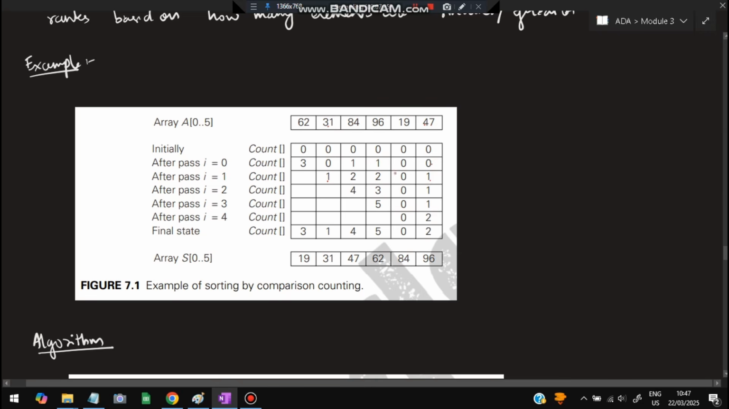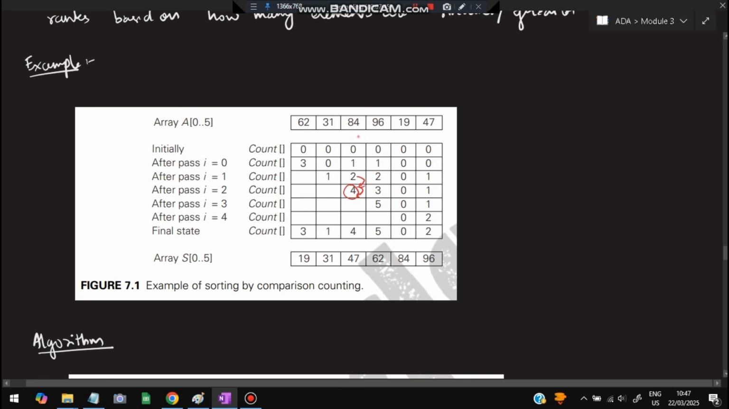Compare 84 with all these elements. 84 with 96 when we compare, which is greater? 84 or 96? 96 is greater, so increment 96's count, 2 to 3 it will become. Okay, 84 with 19. 84 is greater, so 2 will become 3. Then 84 with 47 will be compared and 3 will become 4. So final value is 4 here. So for 84, 4 is the value. Like that only we keep on doing till the end.